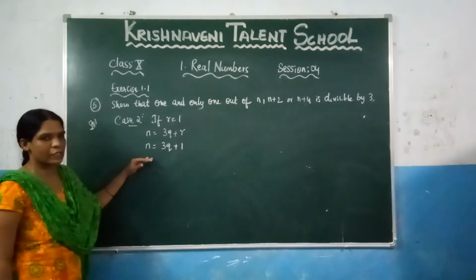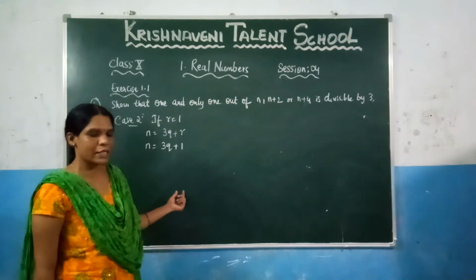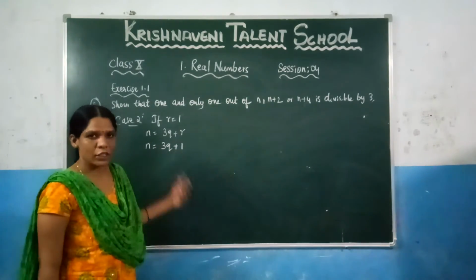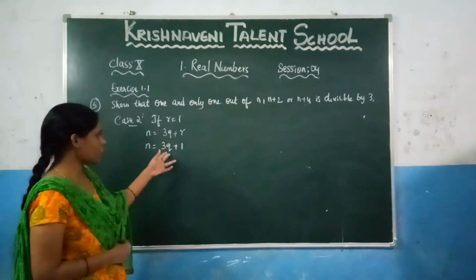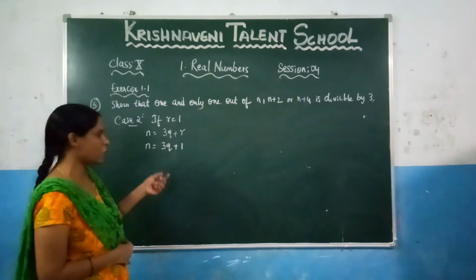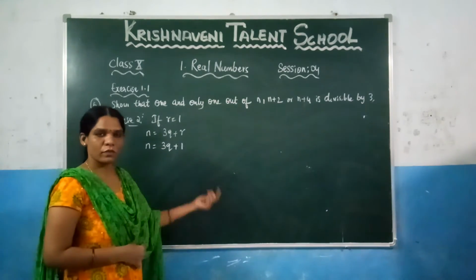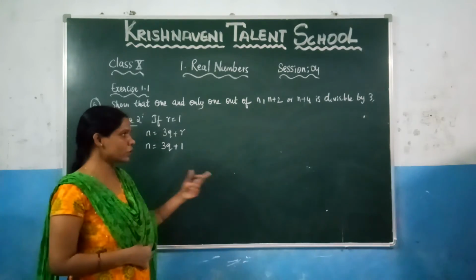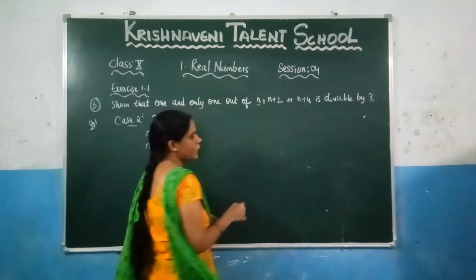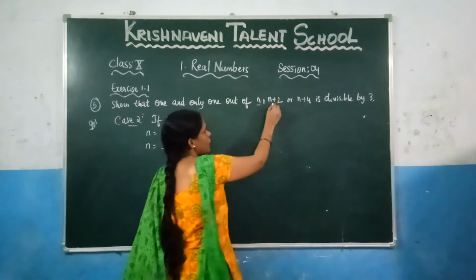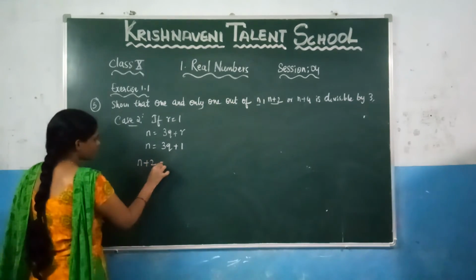Clearly you can observe here n is not divisible by 3, because what is the value of n in this case? Which is 3q plus 1, and you know that 3q plus 1 is not divisible by 3, because if you substitute here q with any value, let us substitute 1, 3 into 1, which is 3, plus 1, we are getting here 4. You know that 4 is not divisible by 3. Since n is not divisible by 3, let us check for n plus 2. Now consider here n plus 2.